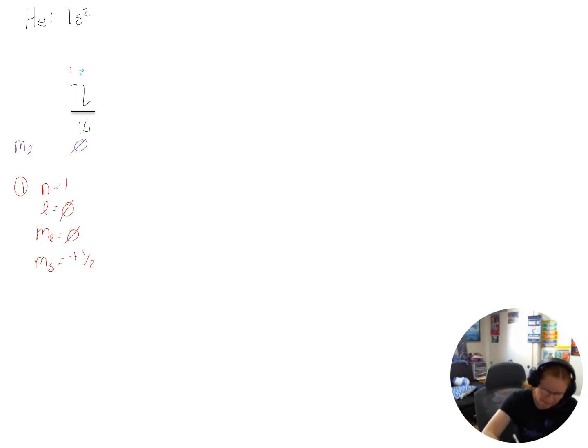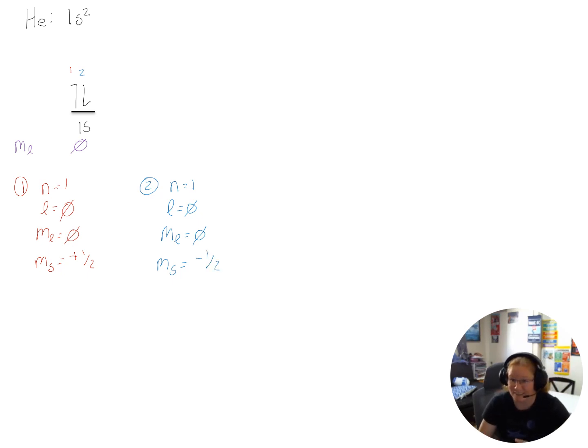Okay, for electron number 2, my N is still 1. My L is still 0. My m sub L is also still 0. But now my m sub S is pointing down, so it's negative 1/2. So each electron has its own unique set of quantum numbers.